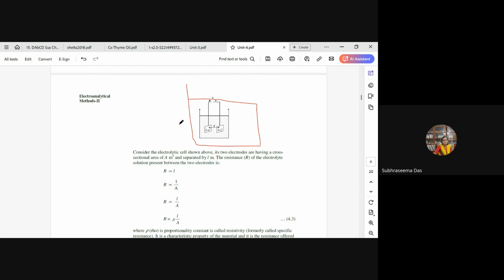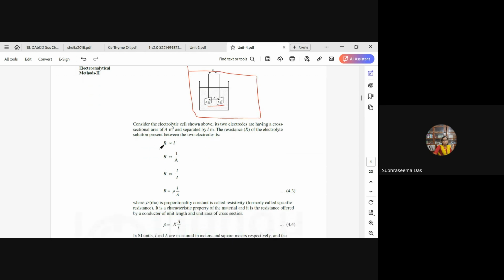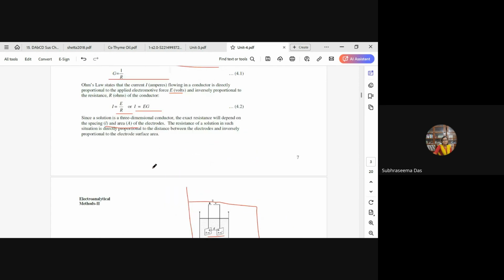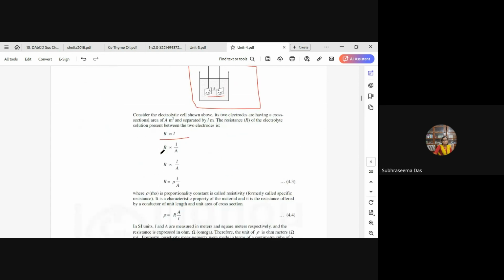So for this type of arrangement, the total resistance of the electrolyte present between the two electrodes can be given as R is directly proportional to L, that is, to the spacing L. R is inversely proportional to area, that is 1 by A. Combining these two, R is directly proportional to L by A. Now, if we remove the proportionality sign, we introduce a constant, and the equation changes to R is equal to rho into L by A.